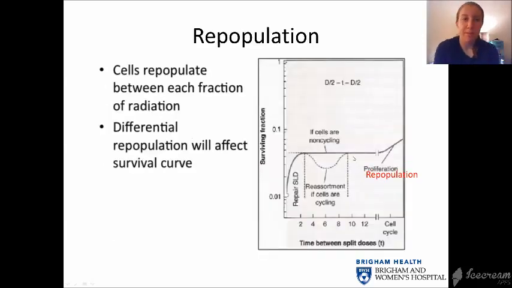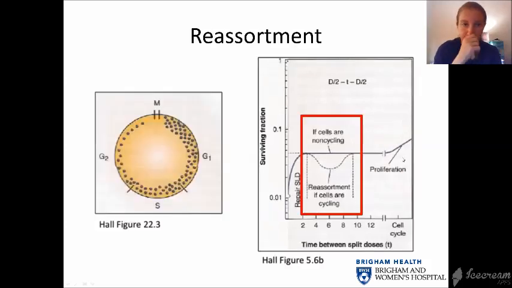Repopulation: cells repopulate between each fraction of radiation. The differential repopulation will affect the survival curve. If you just focus on this part of the curve, this is the surviving fraction, and this is the time. Basically, over time, there are 2 events here where you radiate the cells, but if you leave the cells alone, eventually they will proliferate or repopulate. So you see a growth here in the survival curve.